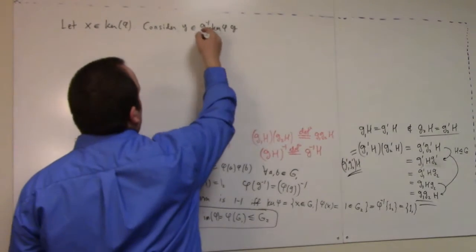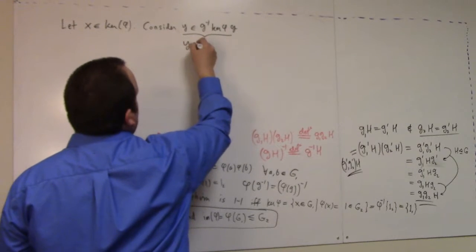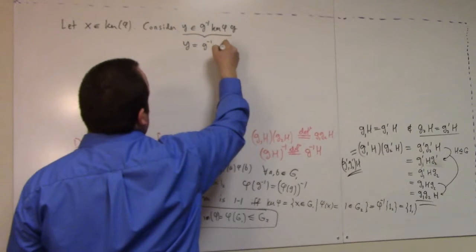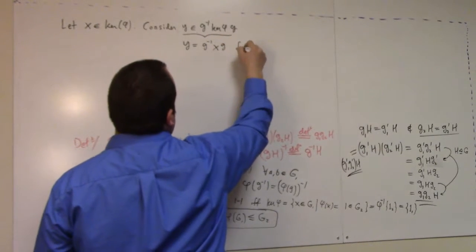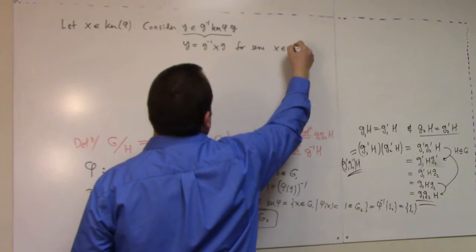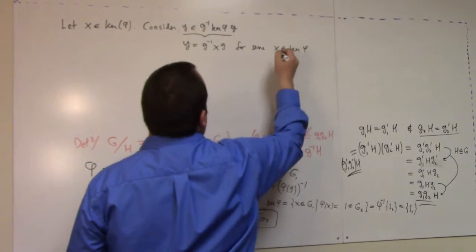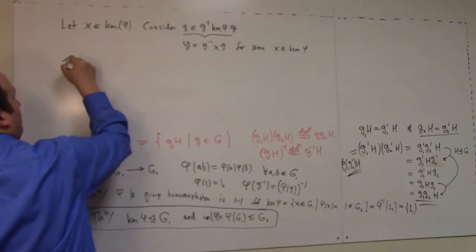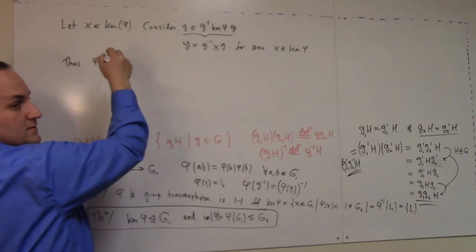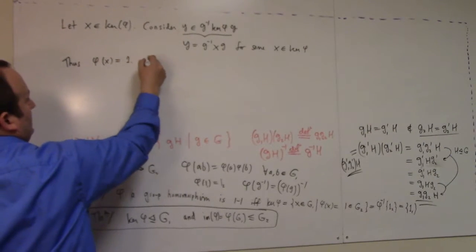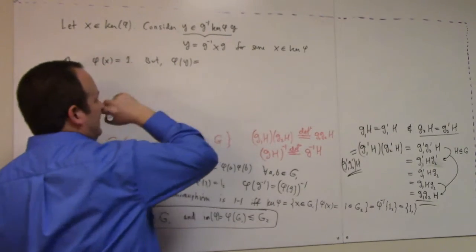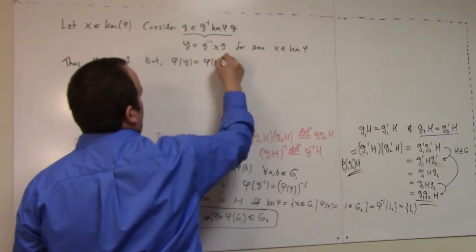So what does this mean? This means y is equal to g inverse, let's say x g, for some x in the kernel of phi, right? Which means what? Phi of x is equal to 1. But phi of y is then what? Phi of g inverse x g.